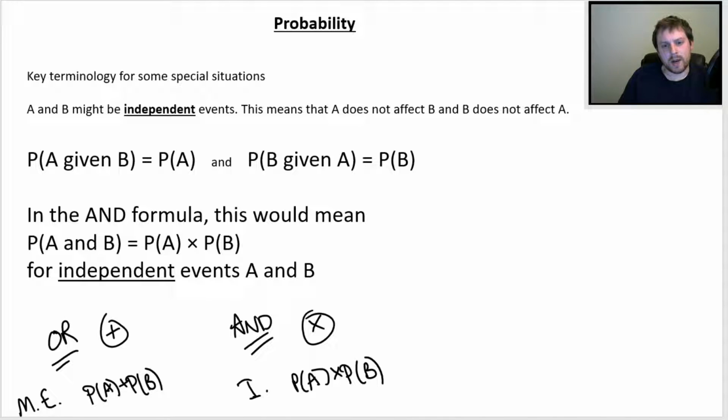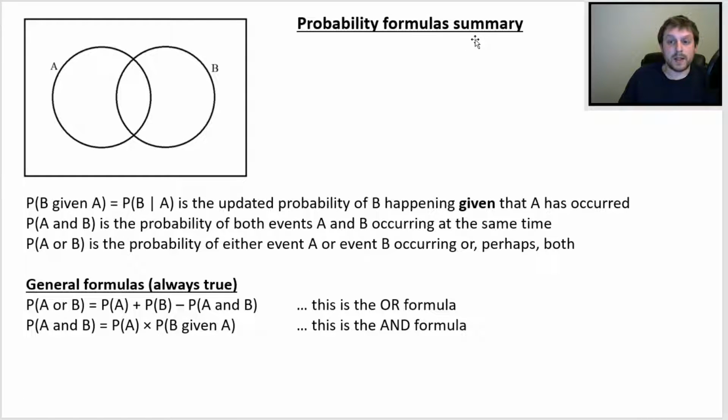So I'm going to summarize it now for you. You might screenshot this and print it out, or you might write it out neatly for your own notes. It's up to you. So, probability formulas summary. I've given you 3 sentences here. The probability of B given A is written like this, with a straight vertical line going down. Basically, it's the updated probability of B happening given that we know that A has occurred. The probability of A and B is the probability of both events A and B occurring at the same time. Probability A or B is the probability of either event A or event B occurring, or perhaps both.